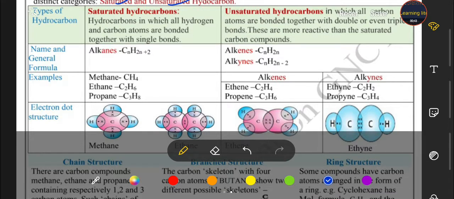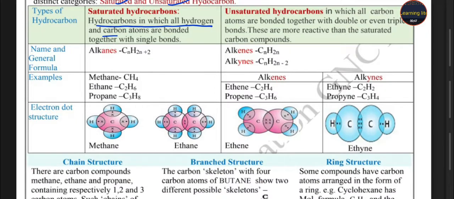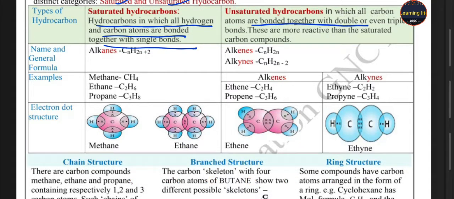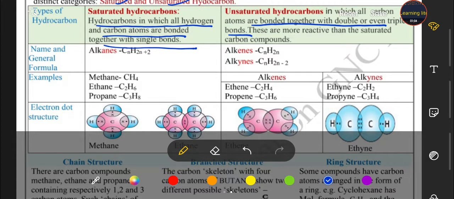First difference, students. Hydrocarbons in which all the hydrogen and carbons are bonded together by a single bond are called saturated. And whenever they are bonded together by double and triple bonds, they are called unsaturated. Saturated are very less reactive, and unsaturated are more reactive.